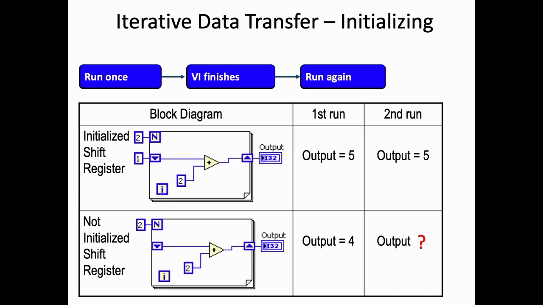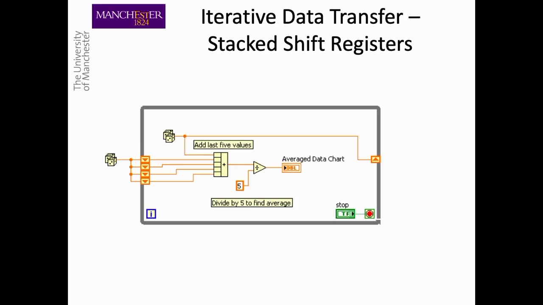Yeah, exactly. So here's my piece of memory, right? And the first time it ran, it stored a value of 4 there. And that value of 4 is still there because you've not initialized it. So when you run the code again now, it's going to do 4 plus 2 is 6. 6 plus 2 is 8. Okay? So that's the importance of initializing shift registers and data transfer between loops.